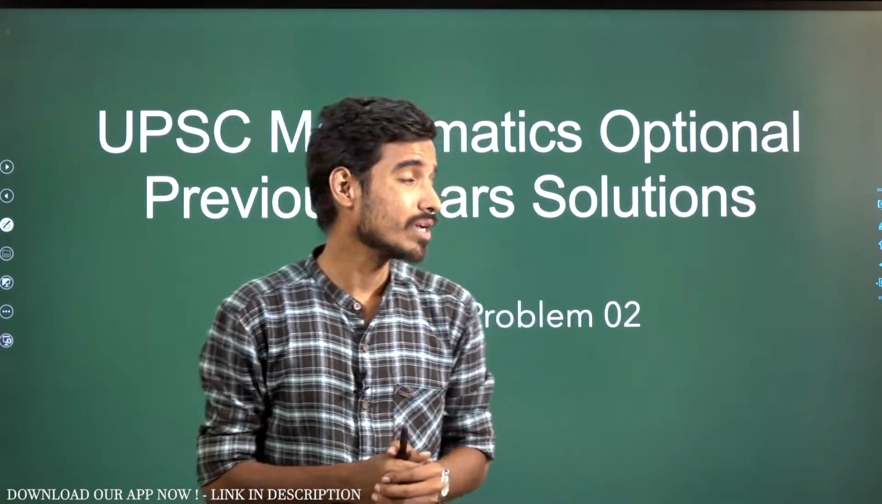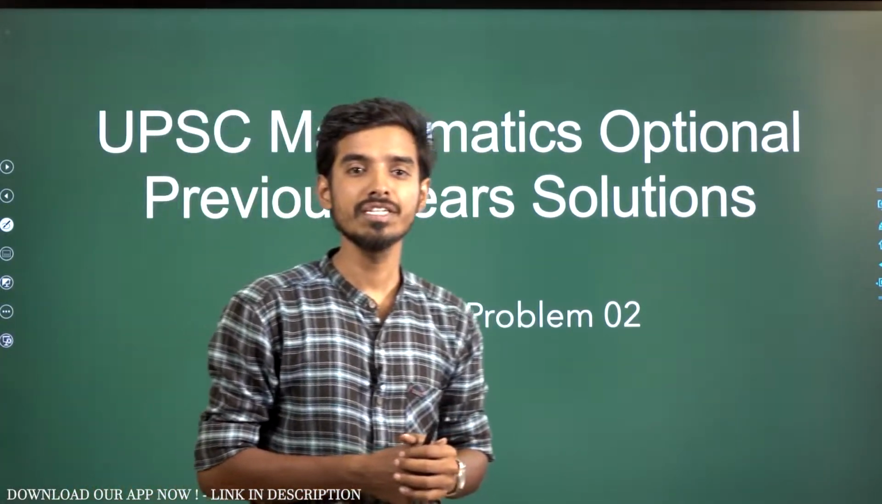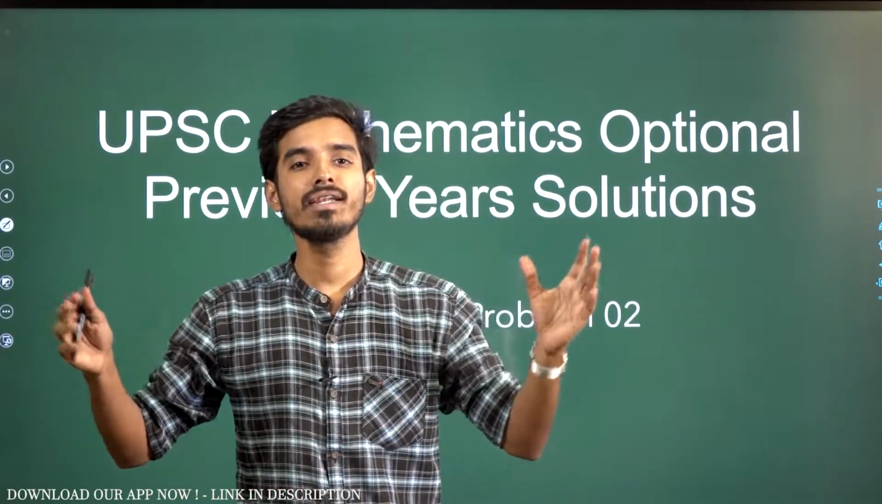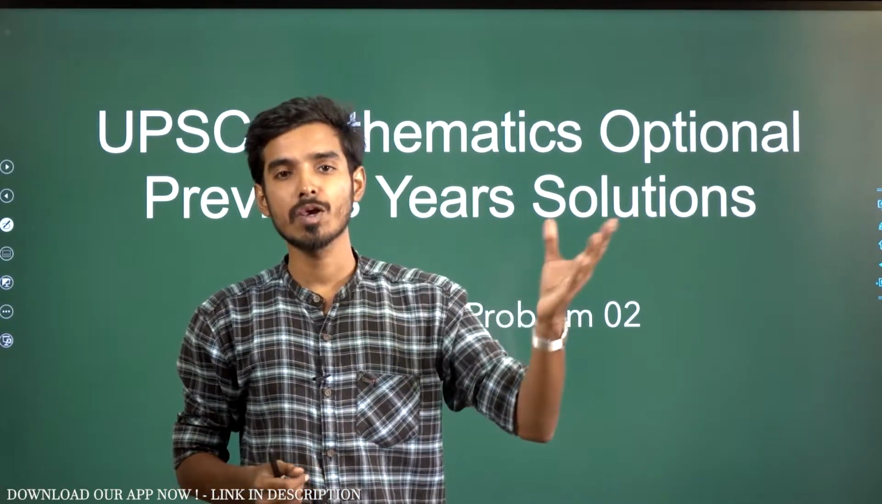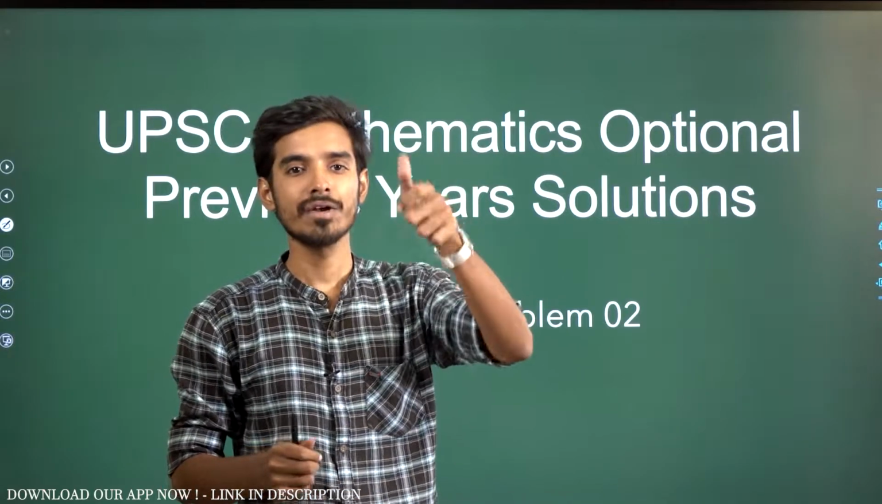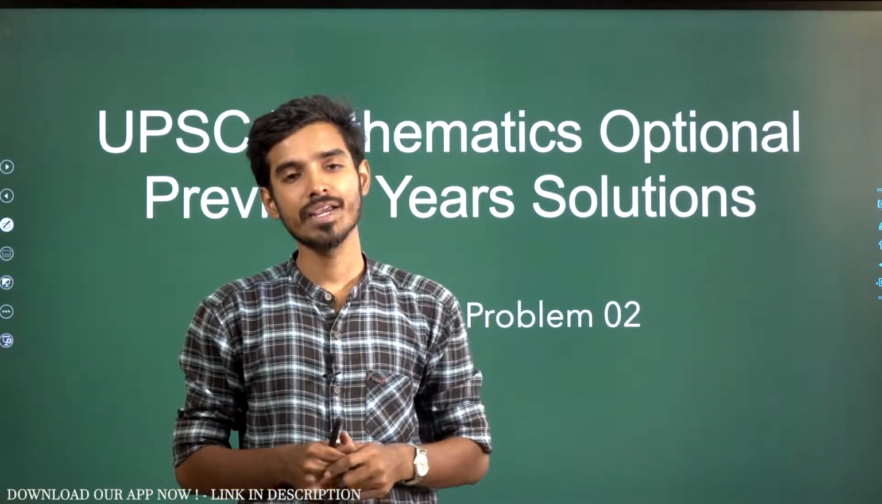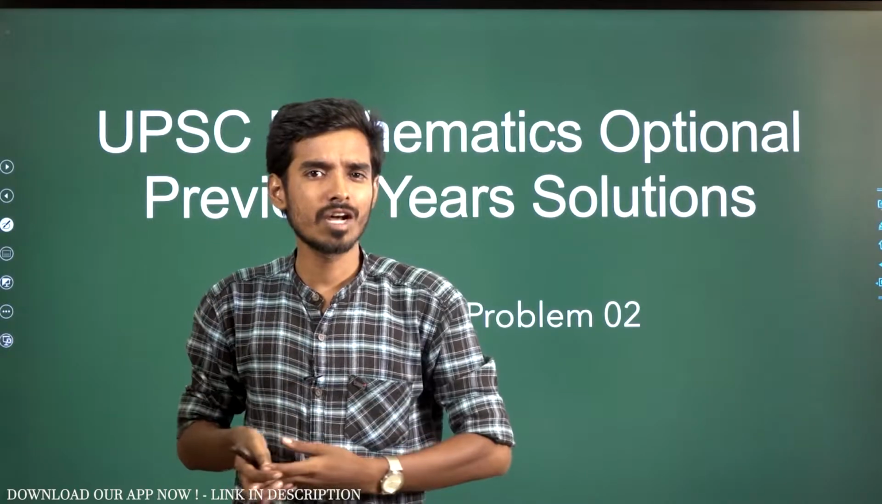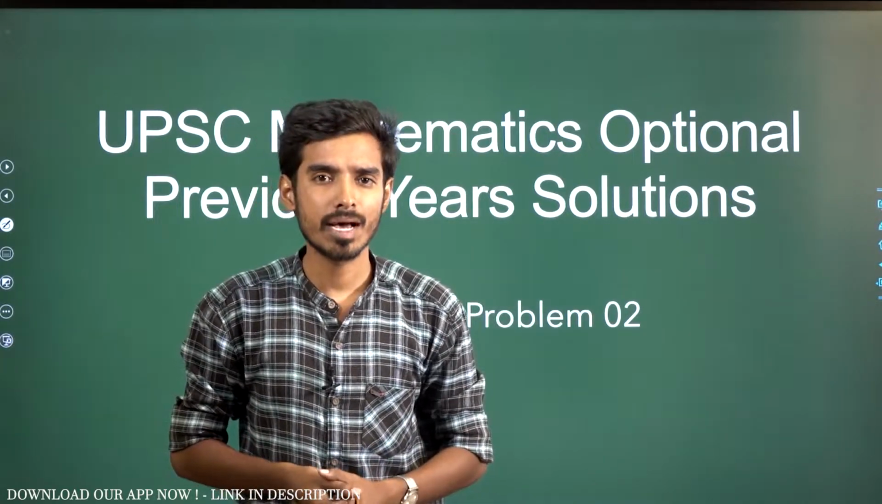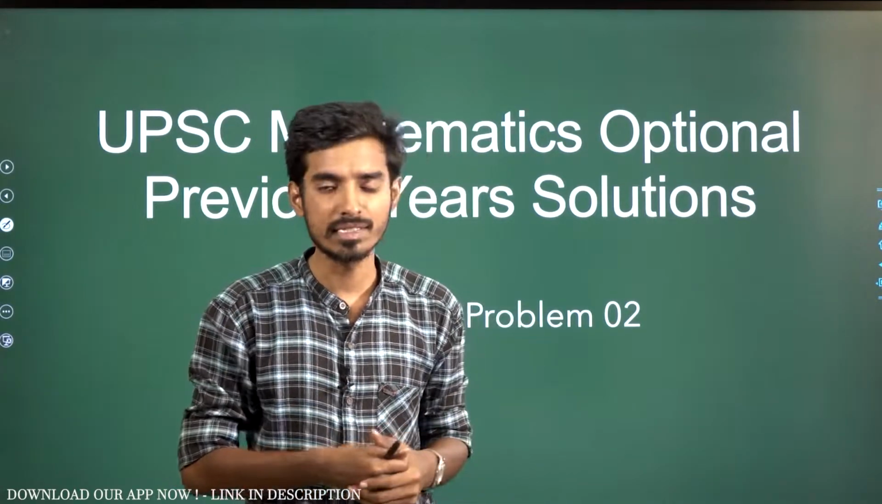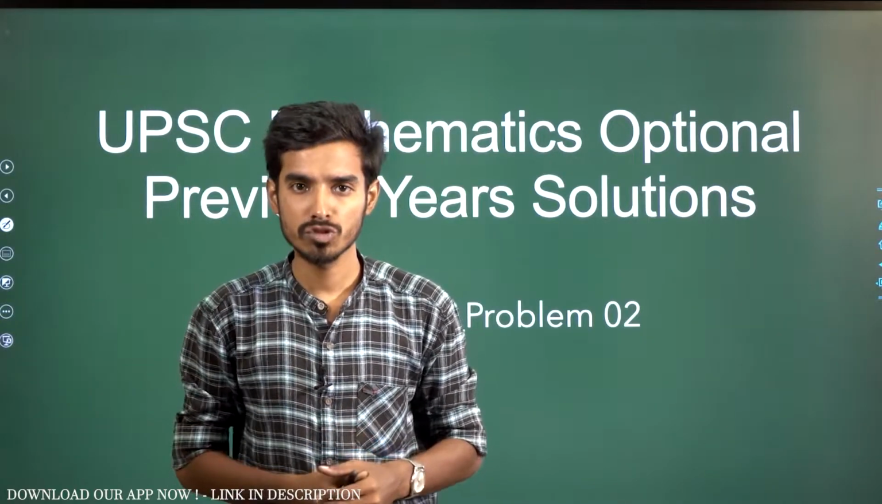Hello everyone, welcome. So we have been seeing previous year solutions of UPSC Mathematics Optional. We are in linear algebra, right? In the previous class, we solved problem number 1. In this class, we'll move on to problem number 2, right? I have already completed linear algebra fully. If you haven't watched my linear algebra lectures, I'll post all the links in the description box so that you can watch those videos, right?